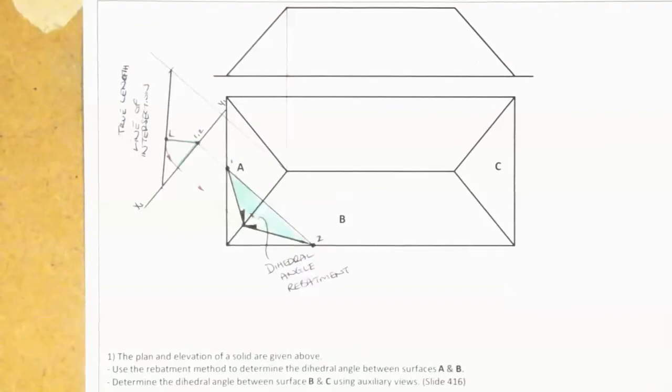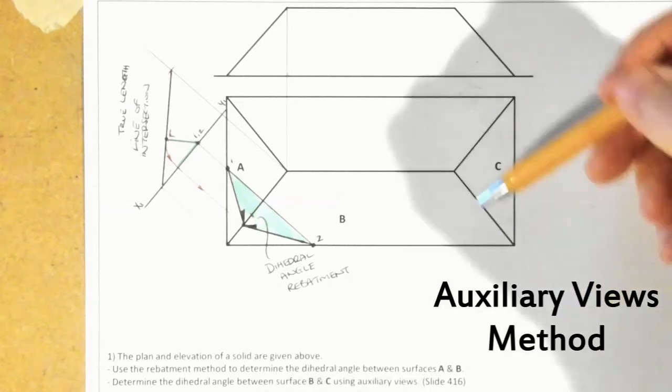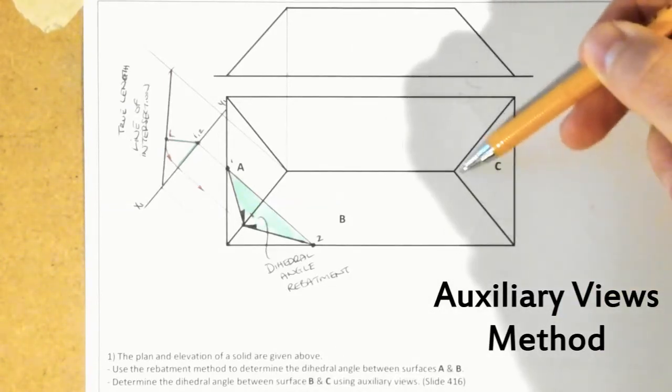Okay, so the next part of this question was, once again, we had to get the dihedral angle, only this time between the surface B and surface C. And this time we weren't using the rebatment method, but we're going to use the auxiliary views method. So what we're going to do is project up an x1, y1 to get the true shape, the true length of the line of intersection between surface B and C.